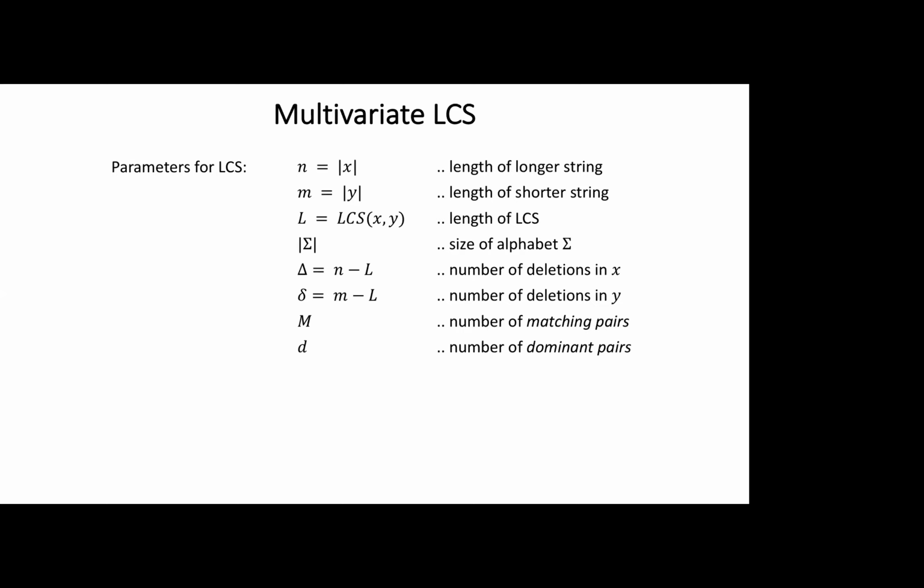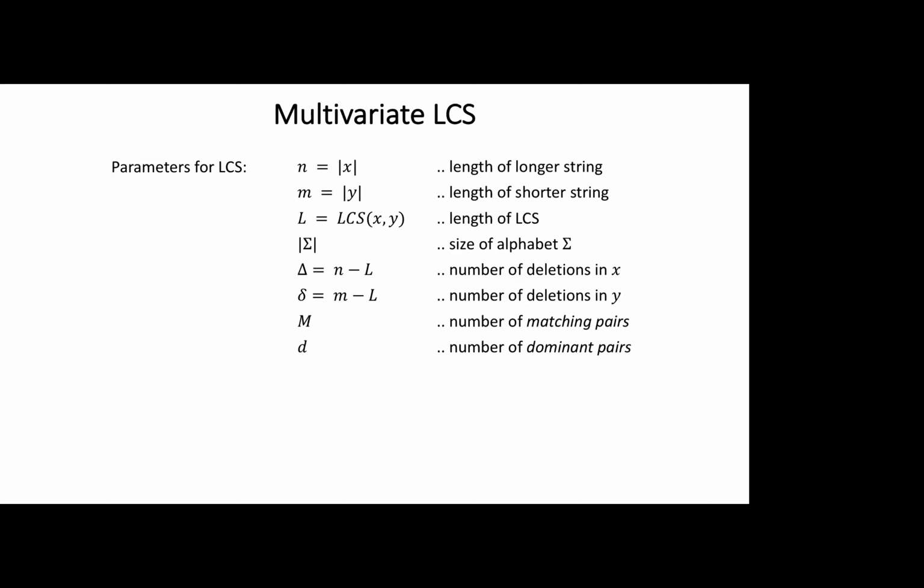Okay, I talked about the main parameter, the input size n. Actually, lots of other parameters have been studied for the LCS problem. What people look at is the length of the longer string, let me call this little n, and the length of the shorter string, let me call this little m. The length of the LCS can also be a parameter. If this is very short, then you can also solve the problem more quickly. And the alphabet size is an important parameter. Then you can look at the number of deletions that you need to go from X to the longest common subsequence. We call this big delta. Similarly, the number of deletions to go from Y to the longest common subsequence is little delta.